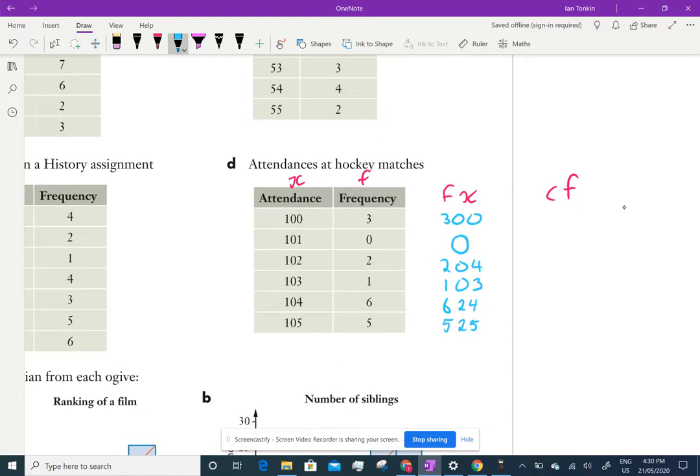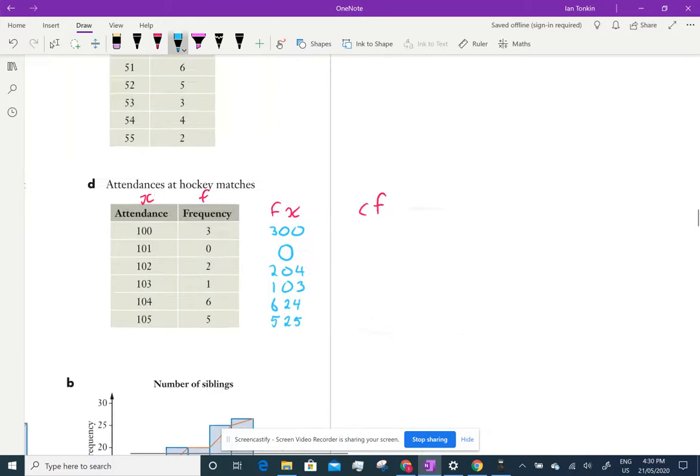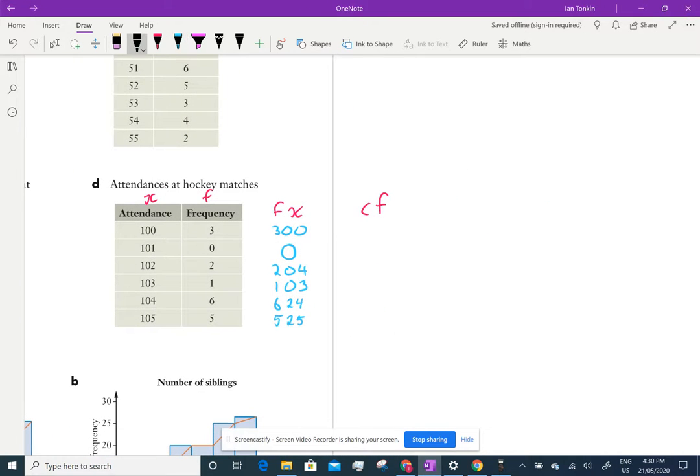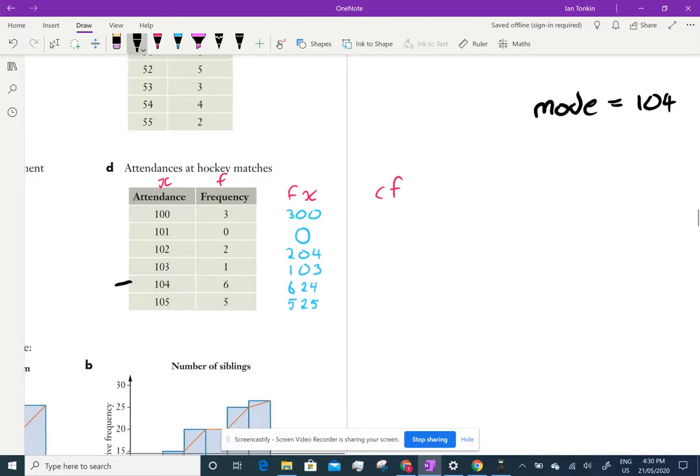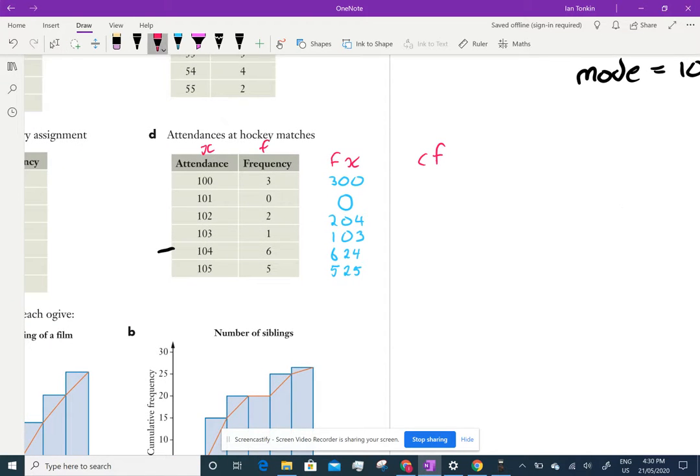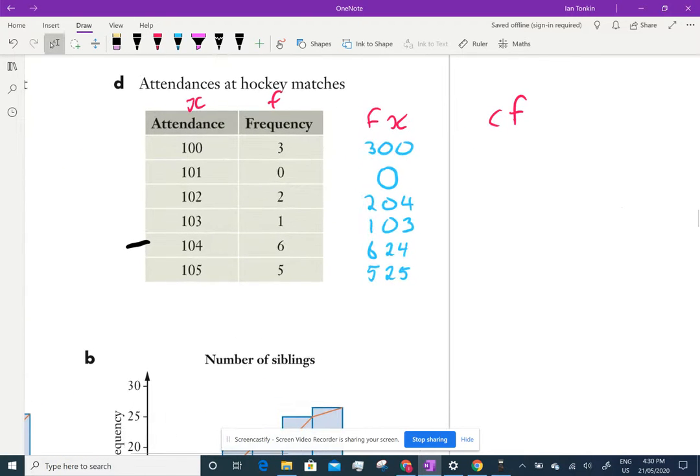525. Now, this is why I wanted you, first of all, to get the mode out of the way. Mode has the highest frequency, so that is 104. So the mode is 104. Let's get the mean out of the way now. So to get the mean, we need sigma f and sigma fx. We need to add up these columns.